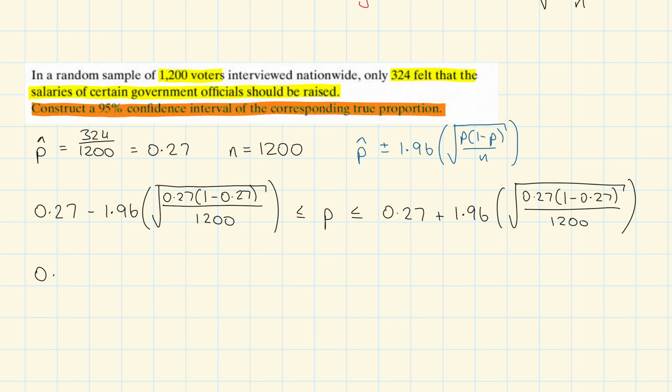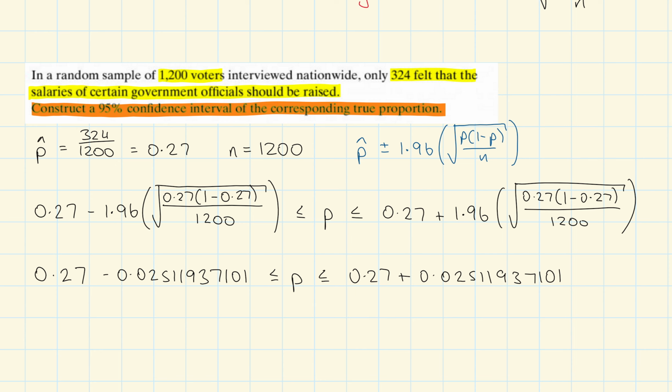And into our calculator. Now you don't need this step in between where you tidy it up, but we'll put it in just for this example. So 0.27 times 1 minus 0.27 all over 1200. So we get 0.0251193. And then the second time we're adding it. So your decimal will never change between these two sides.